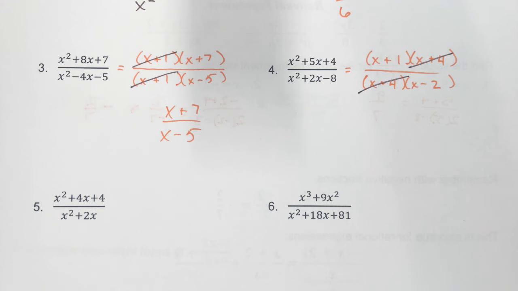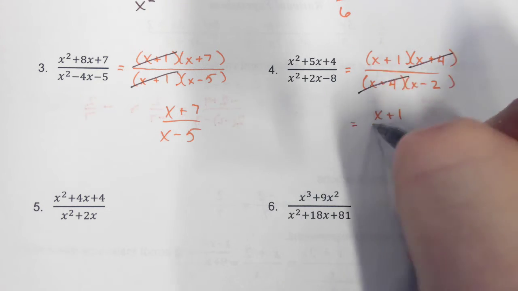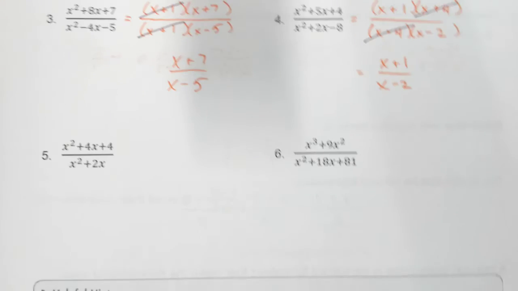Again, it doesn't matter if they're straight on top and bottom. One's got to be in the numerator, one's got to be in the denominator. That leaves me with a final answer of x plus 1 over x minus 2. Again, don't try and cancel those x's out.